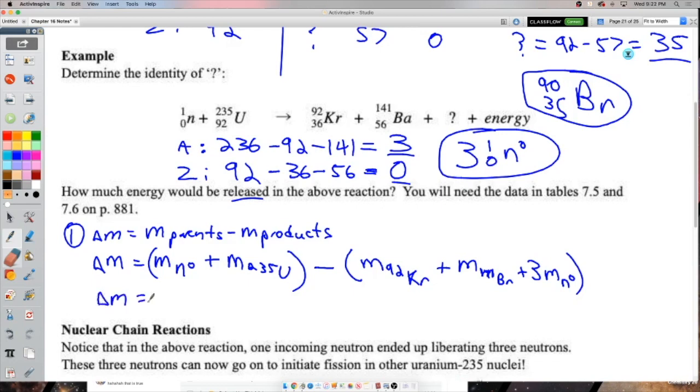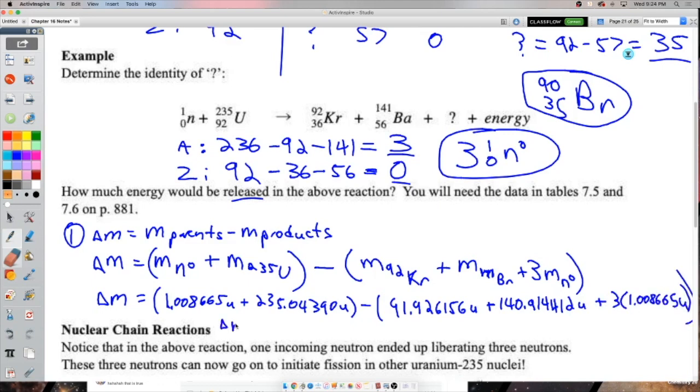So on page 881, the masses are given in atomic mass units, okay? Just find your mass defect in atomic mass units and then convert that into kilograms. You could convert all of these masses into kilograms, but that's way more work, right? Just get the mass defect in atomic mass units and then convert that to kilograms. So I got that the mass defect was, okay, that in atomic units. Now let's convert to kilograms.